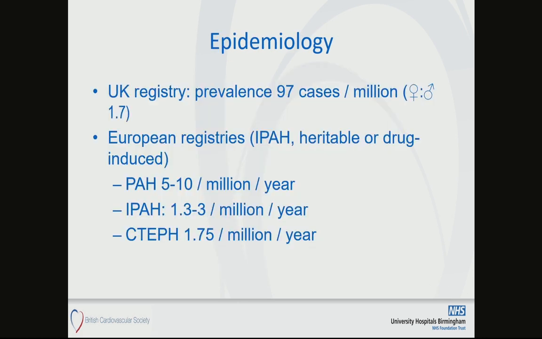Okay. So, epidemiology. It's fairly rare. There's a UK registry, probably about 97 cases per million. It's more prevalent in women than men, okay, especially the idiopathic and hereditable. European registries, this has only looked at the idiopathic, hereditable or drug-induced. So pulmonary arterial hypertension altogether, 5 to 10 cases per million per year, idiopathic 1.3 to 3. So it's still really small numbers, which is why the specialist centres are so important, because you need to have all the expertise in small numbers of centres.